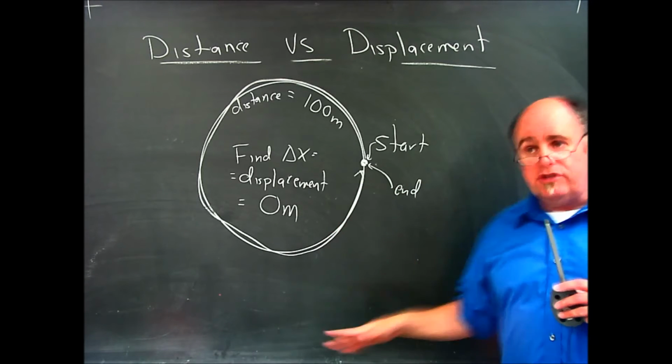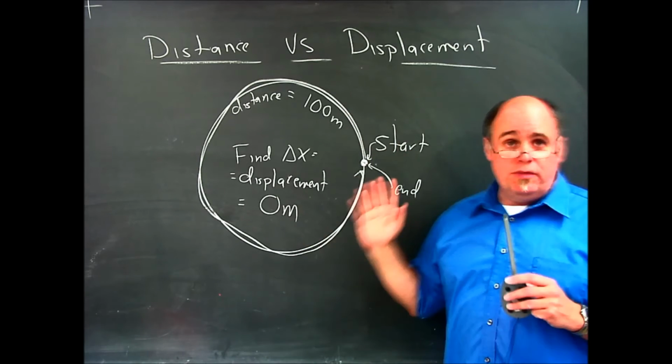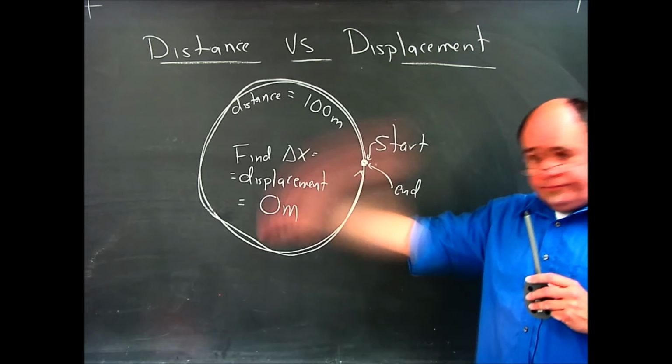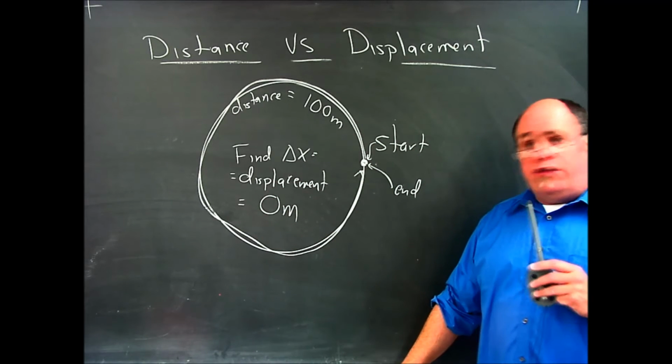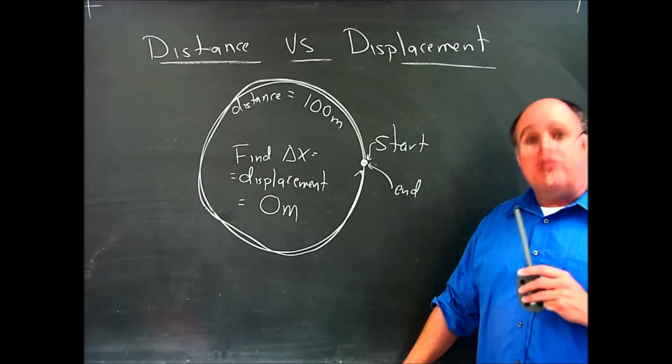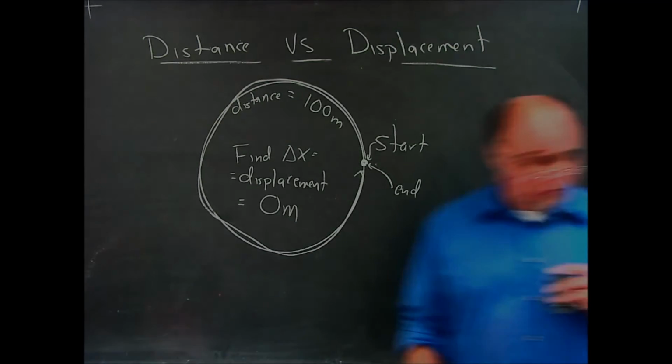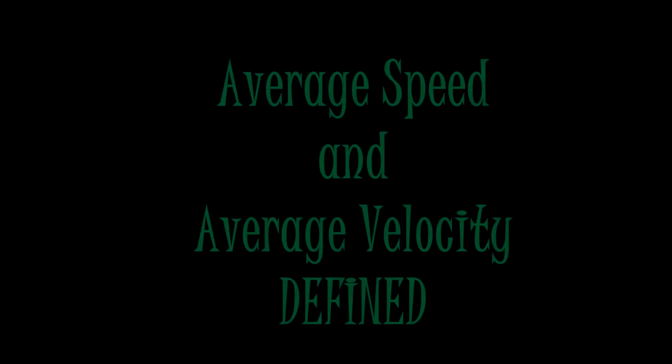Okay? If it's a straight line motion, the displacement and the distance would be the same. If you just decide to drive east for 5 miles, straight road, whatever, 5 miles exactly, well, your displacement and your distance would be that number, same number, 5 miles.